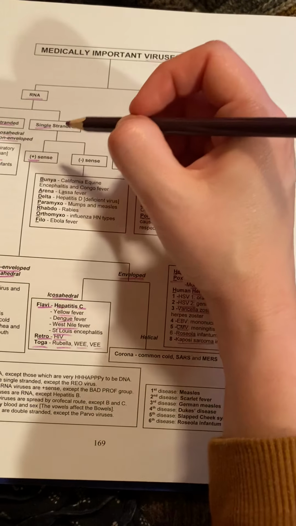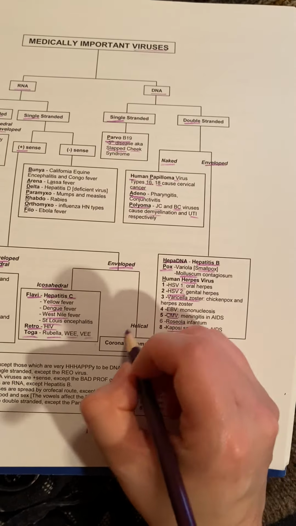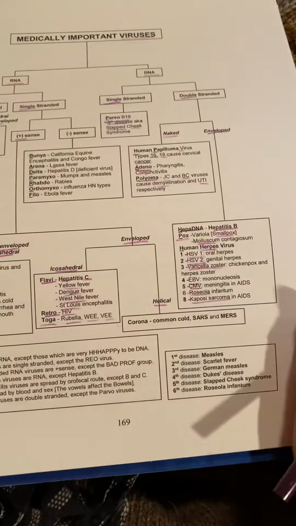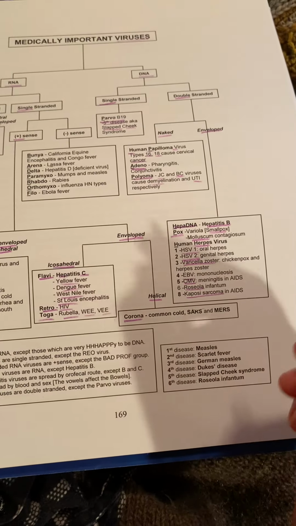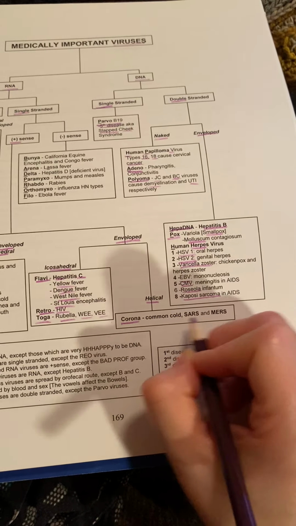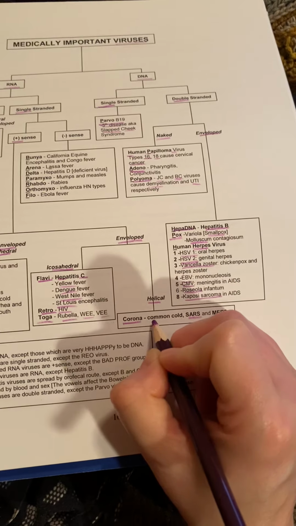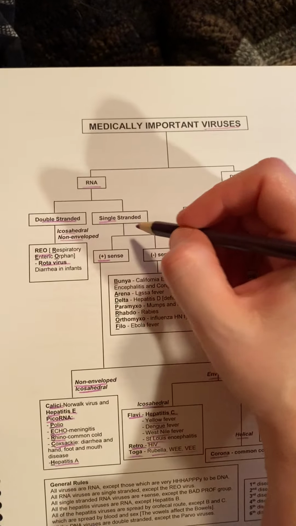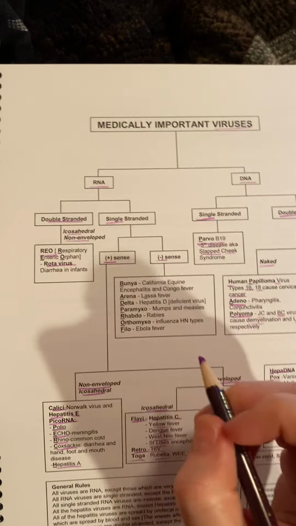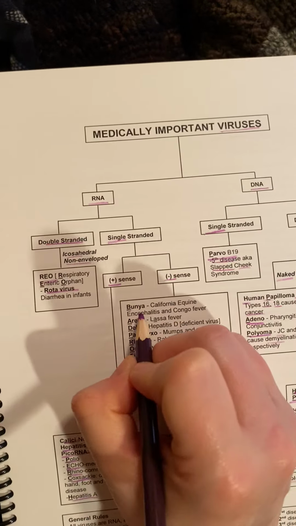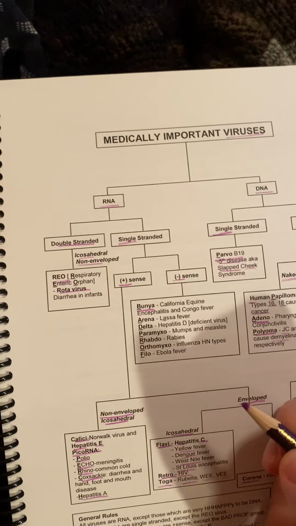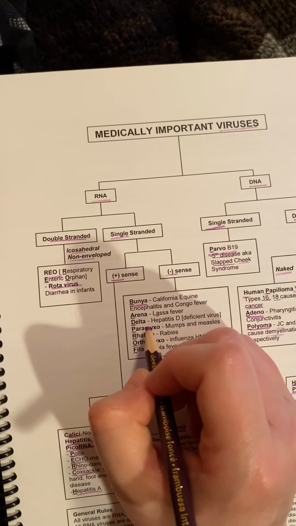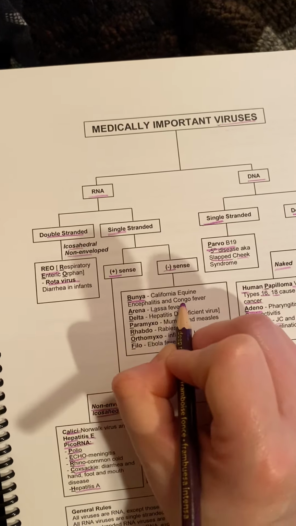And then positive sense, enveloped, helical, corona, like the common cold, SARS, and MERS. Then let's go up to RNA single-stranded negative sense. And we have Bunya, I don't know if I'm saying that right, California encephalitis, equine encephalitis, and Congo fever.